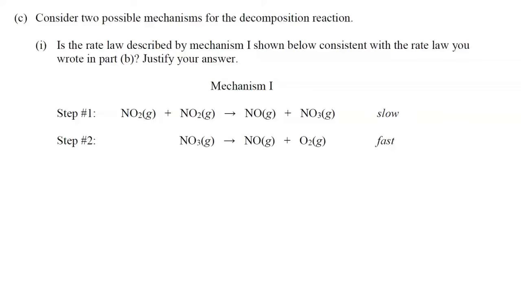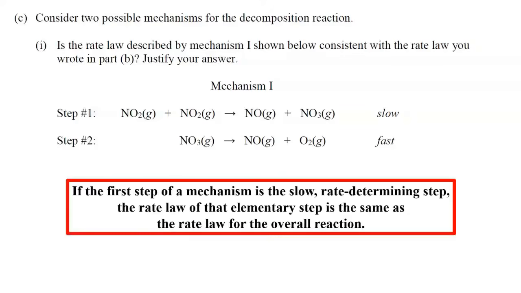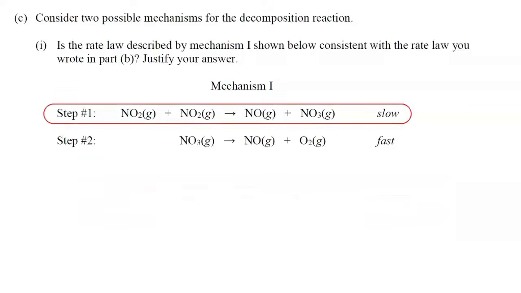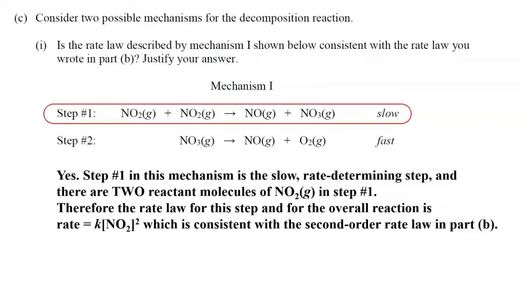So here, this is a good mechanism to start with because it's simple and straightforward, and what makes it simple and straightforward is that the first step is this slow rate determining step. So all we have to do is focus on the reactants in step 1. The fact that there are 2 molecules of NO2 featured as reactants in step 1, the slow step, means that this would be second order with respect to NO2. So the answer is yes.